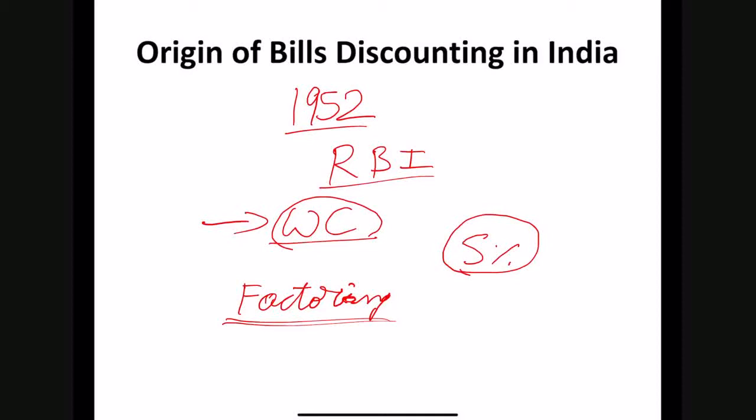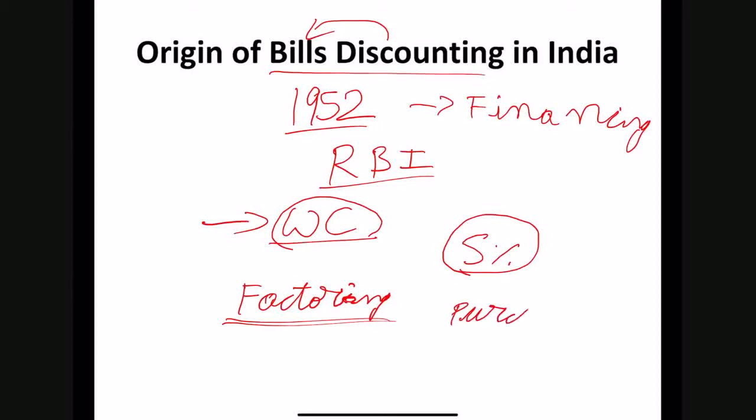Now, in brief, let us discuss invoice discounting or bills discounting. Discounting the bill is called financing. It means the company borrows from banks. In other words, purchase of bills. Banks in this case will not discount the bill. It will purchase the bill. Who will purchase the bill? The bank will purchase the bill.